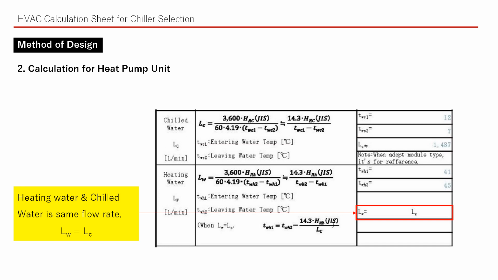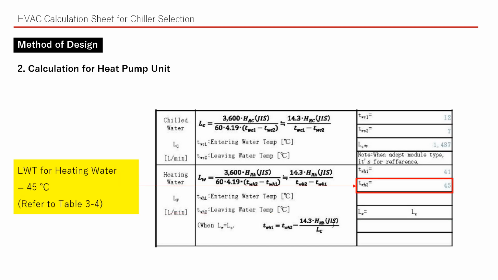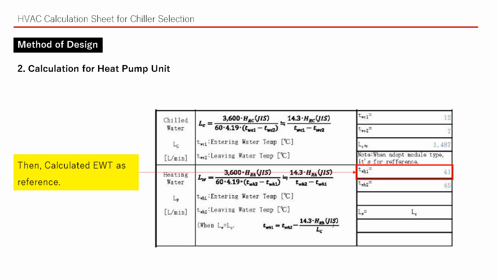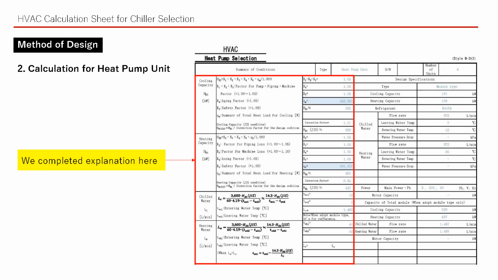In this case, we will use the same pump and pipe for heating water. Therefore, we assume that chilled water and heating water have the same flow rate. Leaving water temperature for heating water is 45 degrees. We can refer to table 3 to 4 again. We can get 45 degrees from table 3 to 4 as heat pump unit. Then, we can get the calculated entering temperature as reference. Then, we completed explanation for calculation part.